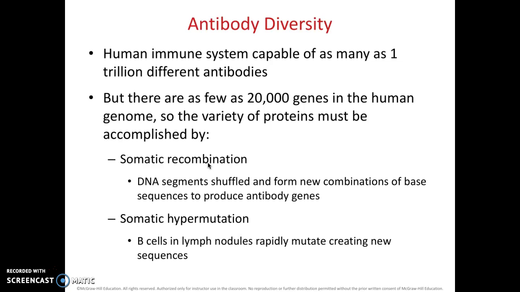Think of them kind of as Legos. You can use Legos to create a house or a fence or whatever, but they're all the same Legos. Somatic hypermutation is where B cells in lymph nodules mutate and they are able to create new sequences. So this would be like buying a new Lego kit or something like that, so that you're adding more diversity to what your body can work with.